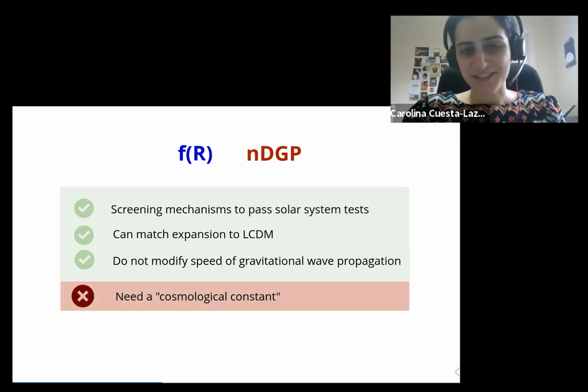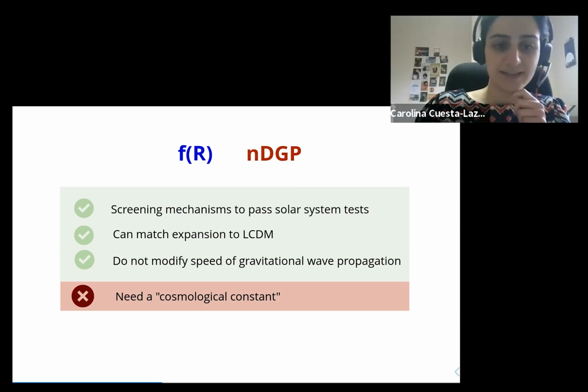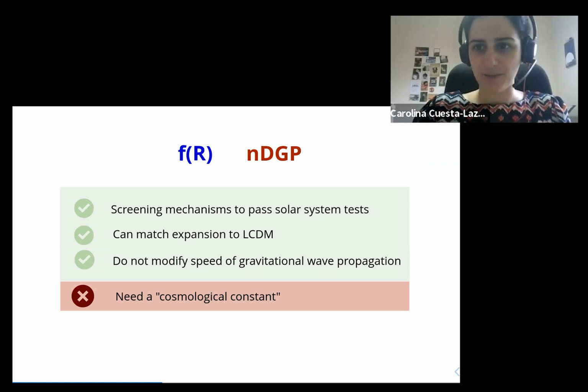But there is a downside to these two models, and it is that they both need a cosmological constant to explain the accelerated expansion of the universe. So they were originally proposed to try and give a more natural explanation of why the universe expands acceleratedly, but they still need a cosmological constant. So they're not theoretically as compelling as they once were. They're still useful testbeds, so we're going to be working with them. And I'll show you some results of the n-body simulations from them and how we can use those simulations to constrain the free parameters of these theories.